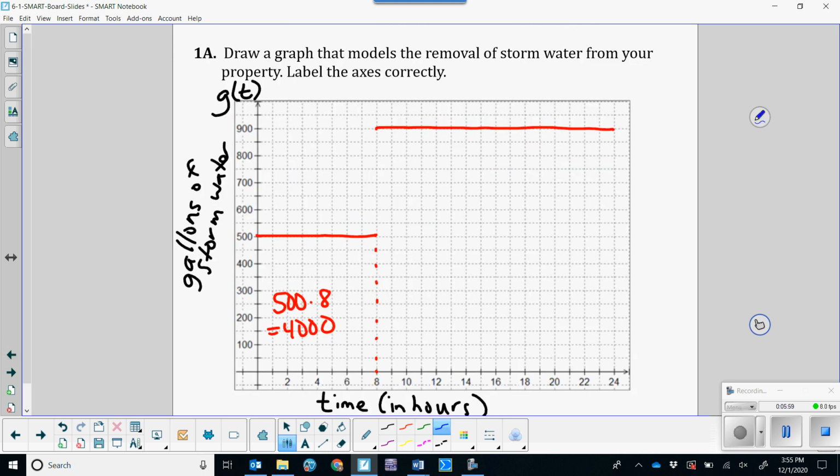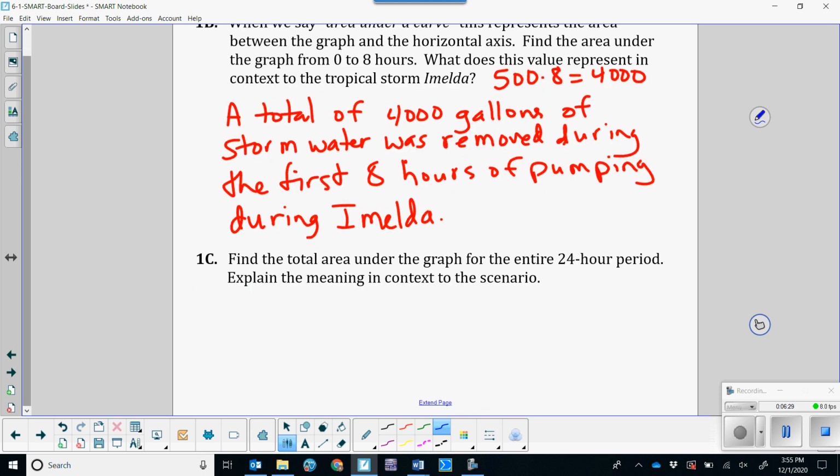If we go to the second part, we also have a rectangle here, and the area underneath this curve is very simple. It's 16 times 900, because the width of the interval is 16 and there are 900 gallons each hour being removed. So this area is 14,400. That means in the first 24-hour period, we would have 4,000 plus 14,400, or 18,400. And again, what does it mean?